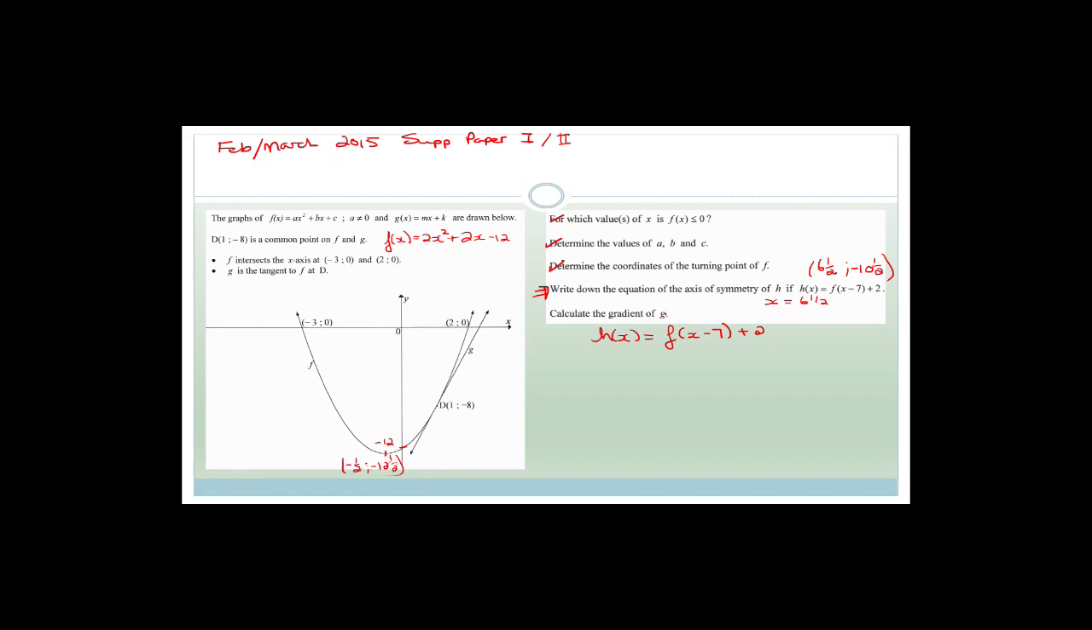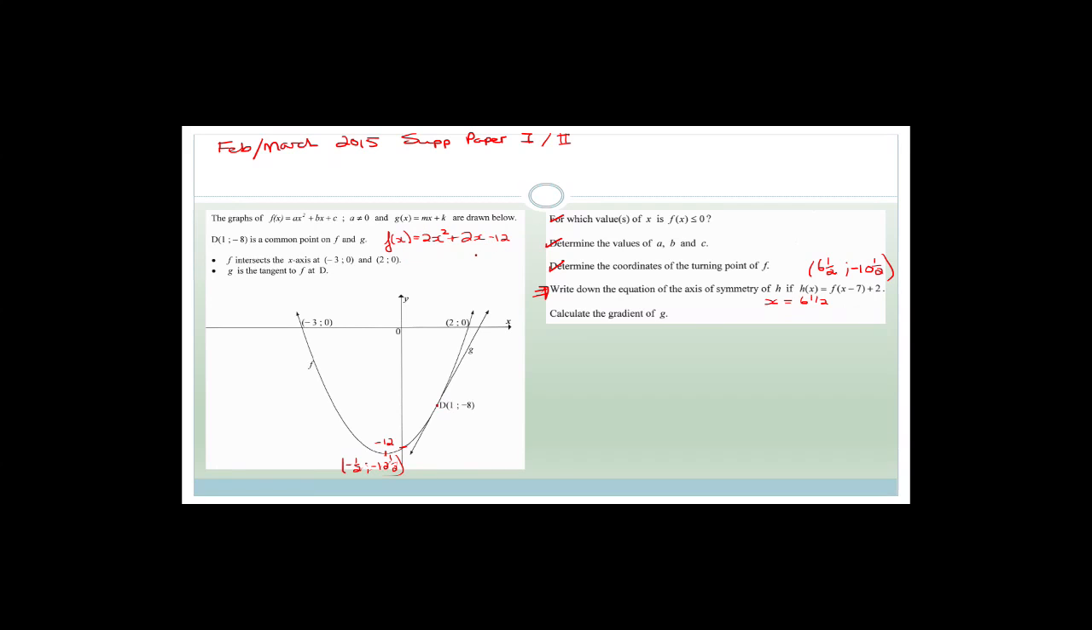Now it says find the gradient of g. Okay, so g is a straight line, do you agree, going through the point (1; minus 8). So do you agree that g is a tangent at this point? So it's going to have the same gradient as the parabola at that point. So grade 12s, what can we do? What can we use to find a gradient at a point? We can use differentiation. So that's what we're going to do.